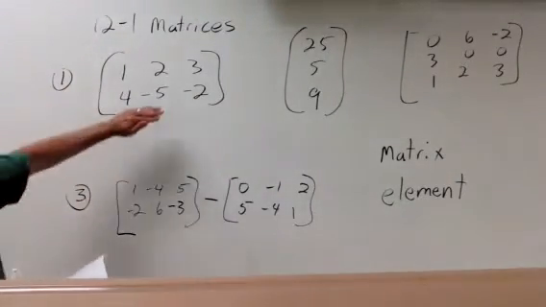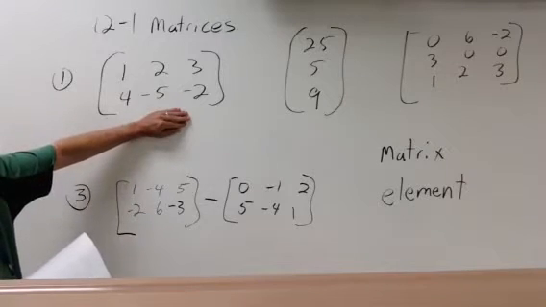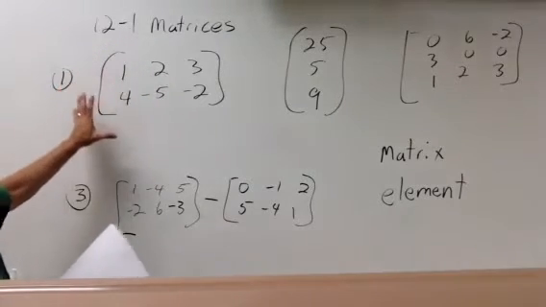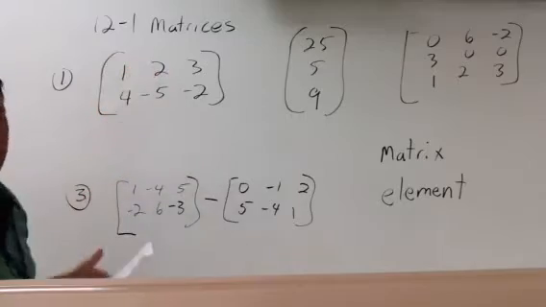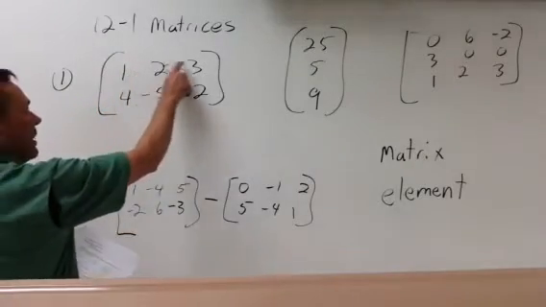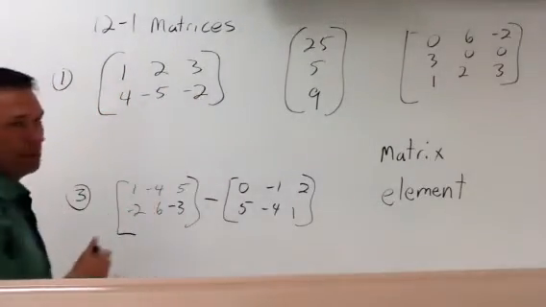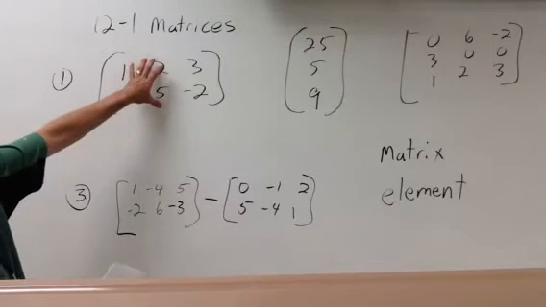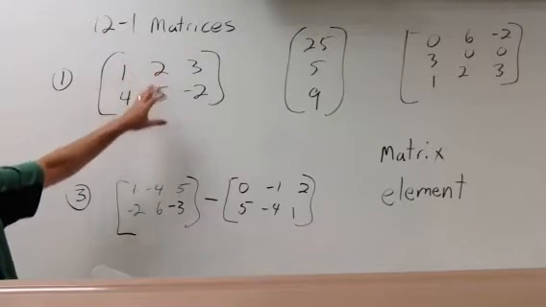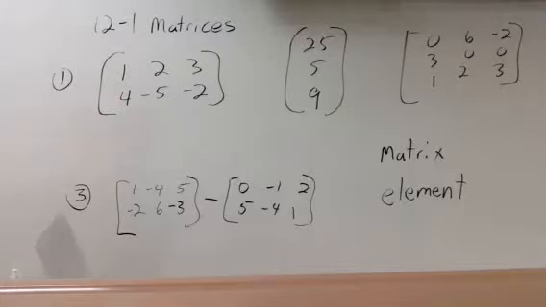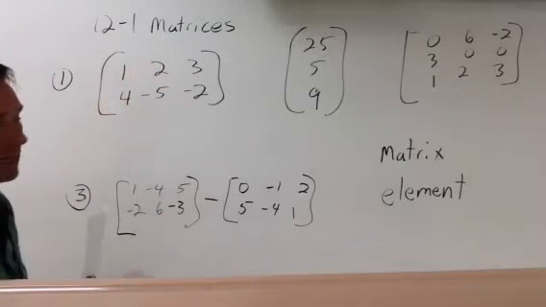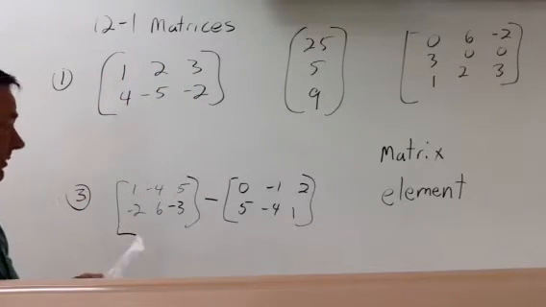So we're looking at a matrix like this. You see it's big brackets surrounding numbers. Each of these numbers is an element. So in this matrix there are 6 elements. That's the other vocabulary word: an element is each piece of data inside a matrix.